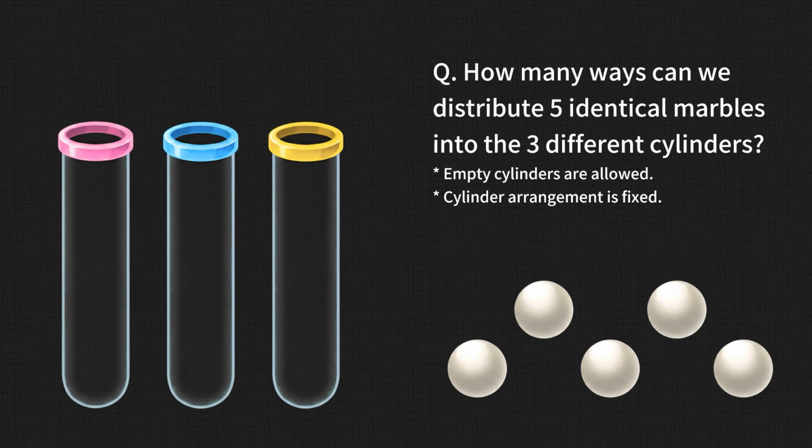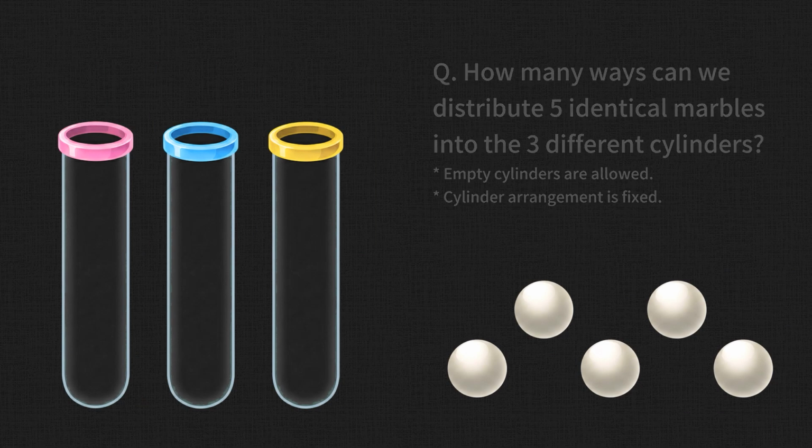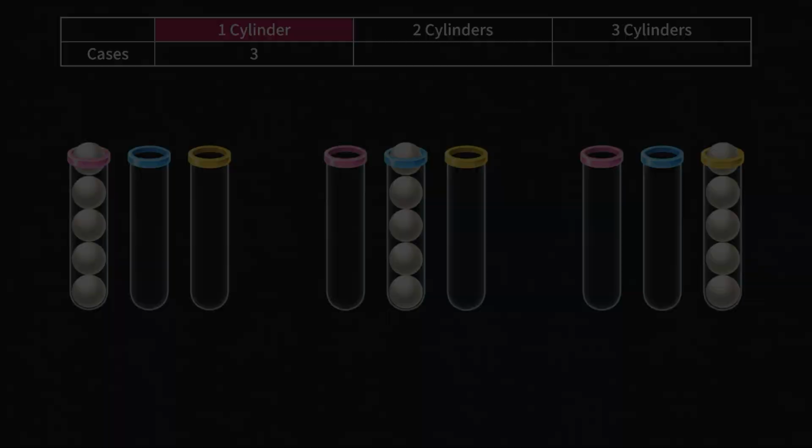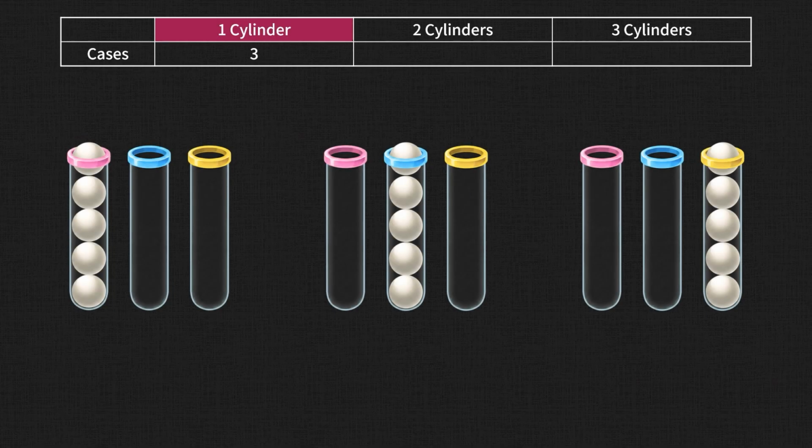Okay, let's dive into the solution. There are actually 2 ways to solve this problem, and I will start with the first method to build our intuition. The first method is to count every single possibility very carefully. We can divide the scenarios based on how many cylinders we actually use. The first case is using only one cylinder.